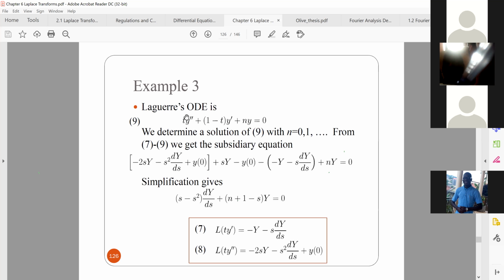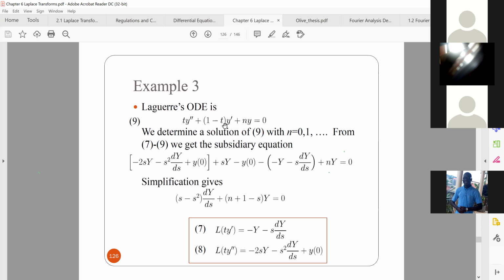Essentially, where you have t times the second derivative of y, we replace it by this term. And where we have t times the first derivative, again we replace it by this term. This one is coming from the first derivative times 1.